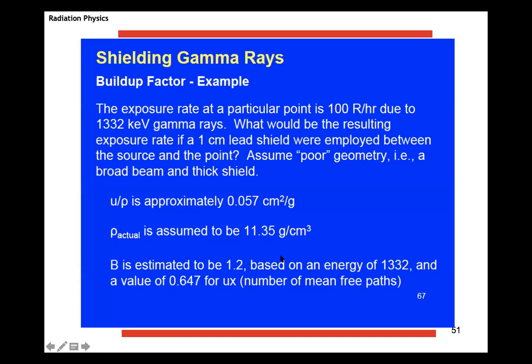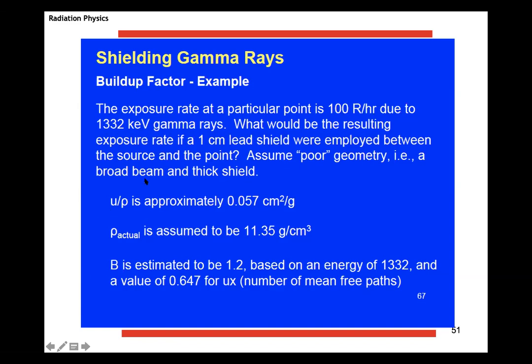So in an example, let's make an example. Let's say that you have an exposure rate at a particular point of 100 Röntgen per hour, and this comes from a gamma ray source of 1.3 MeV. 1.3 MeV is approximately a cobalt 60 source. What will be the resulting exposure rate if a 1 centimeter lead shield were employed between the source and the point? Assume poor geometry. Poor geometry means broad beam geometry. Broad beam and thick shield.